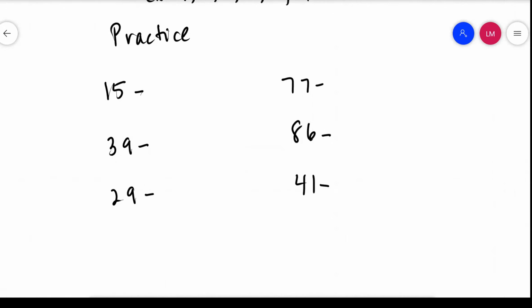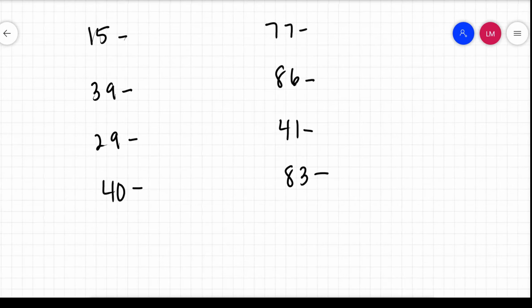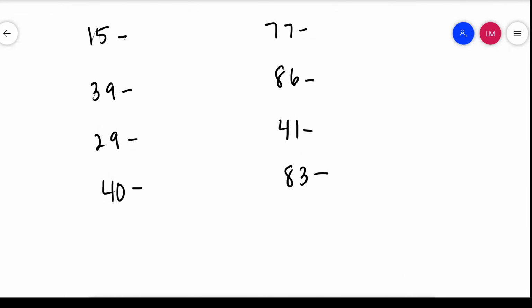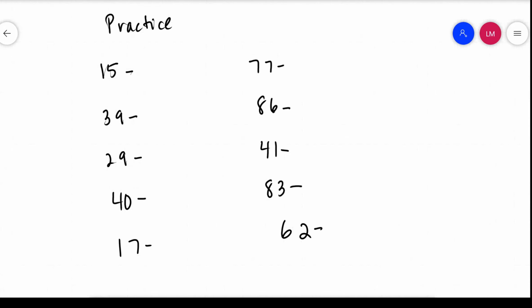I'm going to do a couple more. And let's add on here 40. And let's add on here 83. And 2 more just to get some more practice in. Let's check out 17 and 62. So again, this is just our little practice, and we're trying to identify which one of these are primes and which are composites.